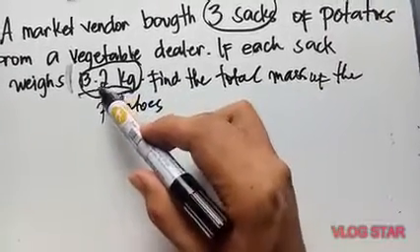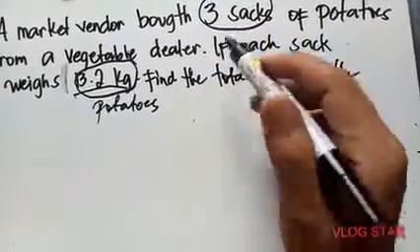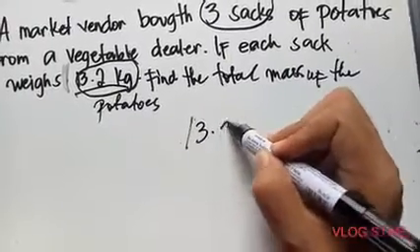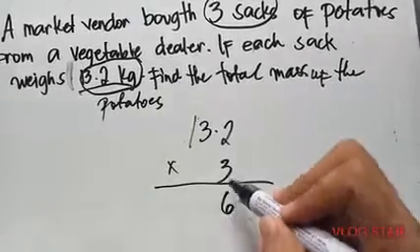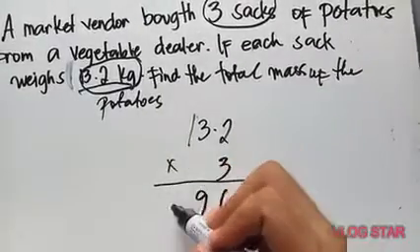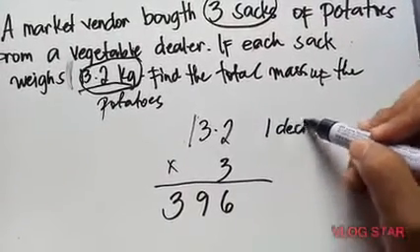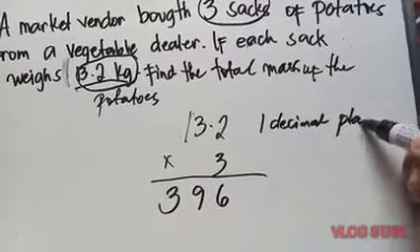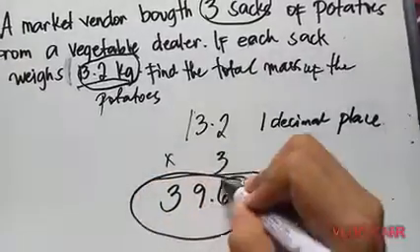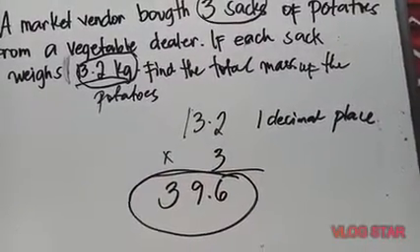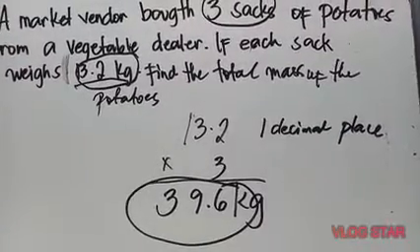Since each sack is 13.2 kilograms and we have 3 sacks, just multiply 13.2 by 3. So 13.2 times 3. 3 times 2 is 6, 3 times 3 is 9, 3 times 1 is 3. Then after that, count the decimal place. So we have 1 decimal place. So the total mass of potatoes is 39.6 kilograms.